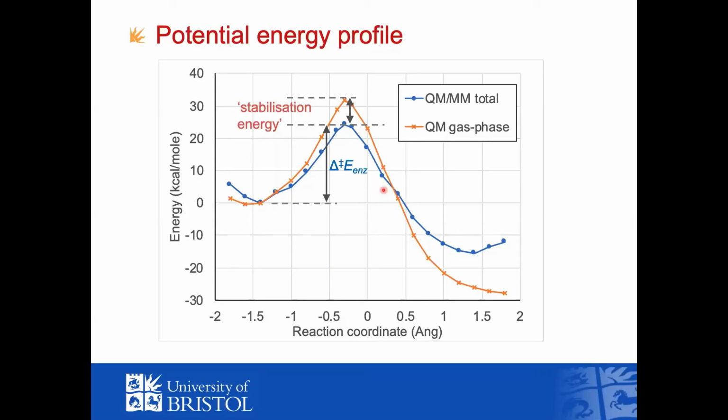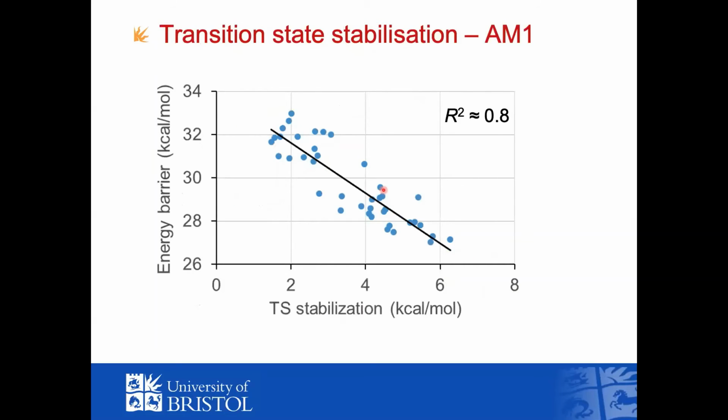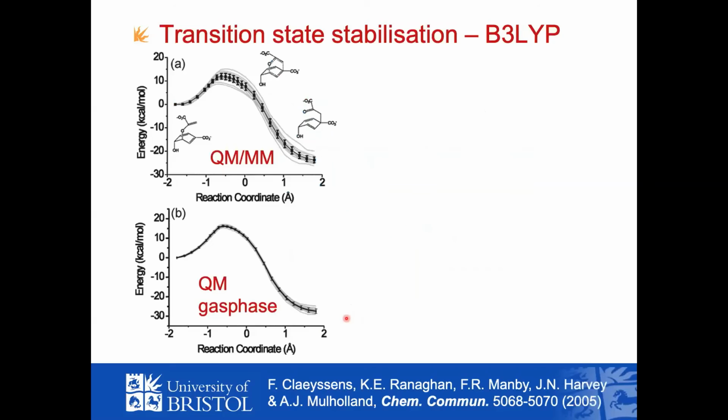so if we collect this for a whole bunch of snapshots, which we have done previously with a slightly different potential, in this case the AM1 semi-empirical method, then you can see that these 2 things, the enzyme energy barrier and the transition state stabilization, so the difference between the gas phase calculation and the enzyme one, correlate, and they correlate reasonably well. And this is in fact also what has been used in the past at a better level of theory.